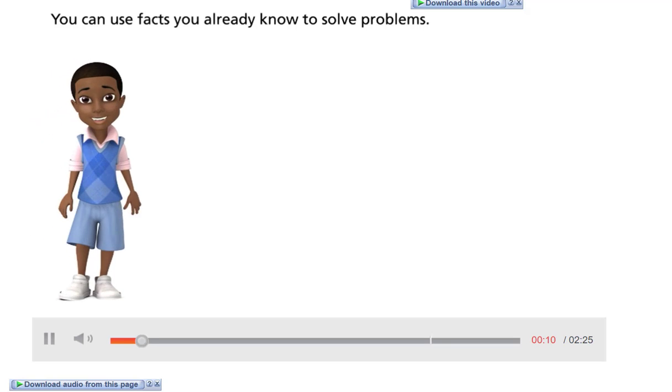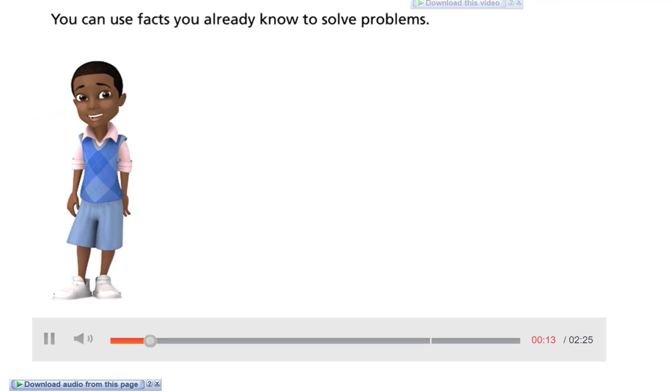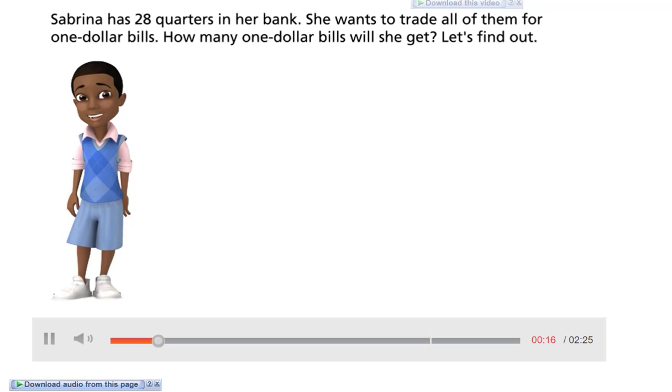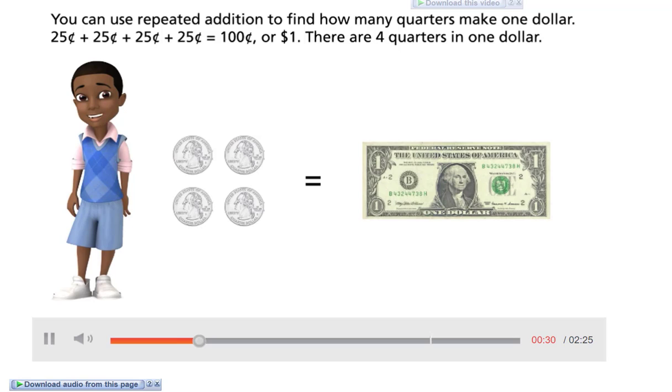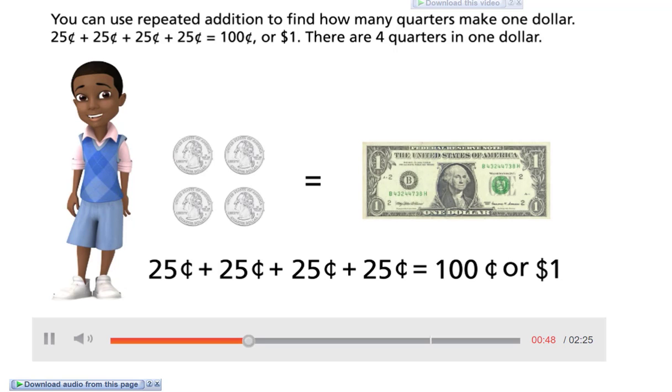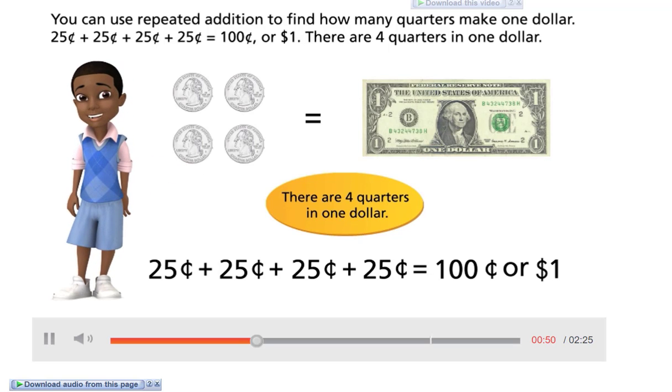You can use facts you already know to solve problems. Sabrina has 28 quarters in her bank. She wants to trade all of them for $1 bills. How many $1 bills will she get? Let's find out. You can use repeated addition to find how many quarters make $1. 25 cents plus 25 cents plus 25 cents plus 25 cents equals 100 cents, or $1. There are 4 quarters in $1.